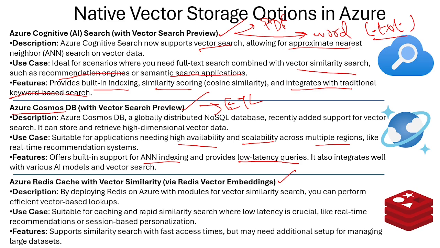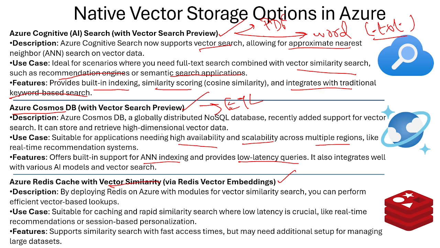Now, third is Azure Redis cache with vector similarity. So if you were to find a solution for storing vector embeddings for a small amount of data, maybe caching data, then you would go for Azure Redis cache. But if you wanted to store vector embeddings for a large data set, for a large amount of data, then you would go ahead with Azure Cosmos DB.